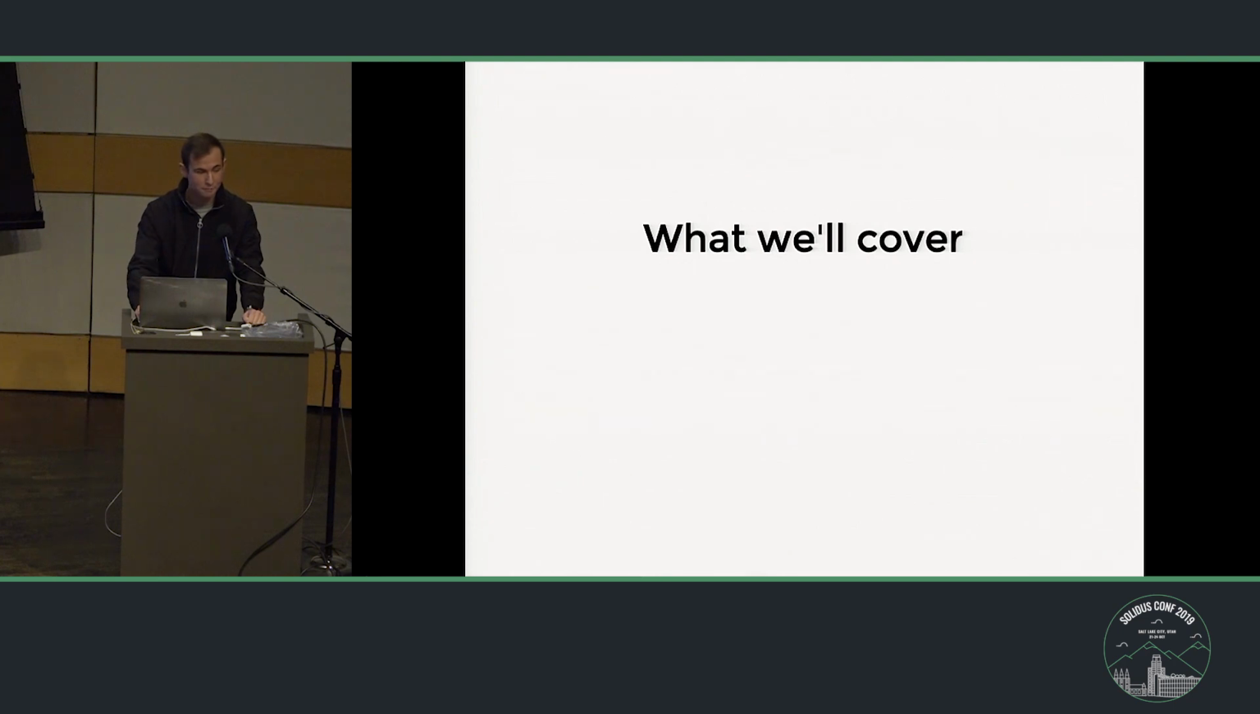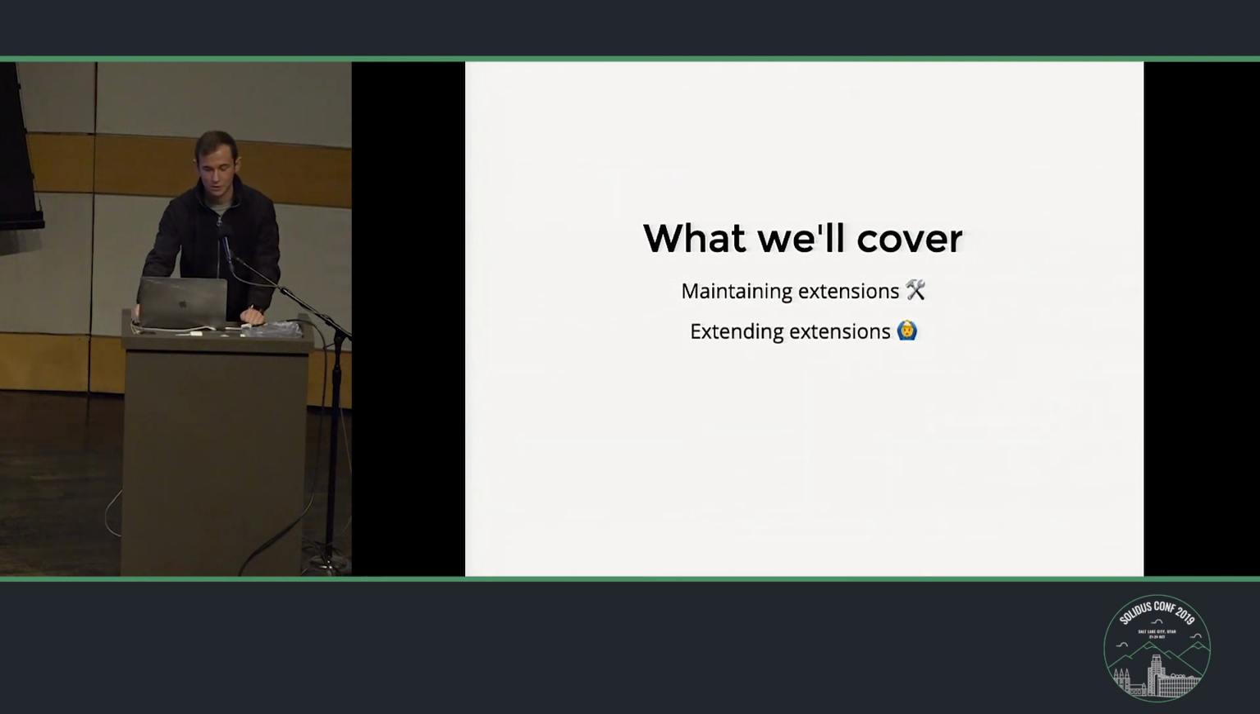The talk will be structured in 4 parts. In the first one, maintaining extensions, we'll talk about what it takes to maintain extensions from a technical perspective. So things such as implementing new features, keeping extensions up to date, reviewing issues and pull requests, and so on. Then in extending extensions, we'll talk about how our approach to configuring and customizing extensions is changing to align with what the core team is doing.